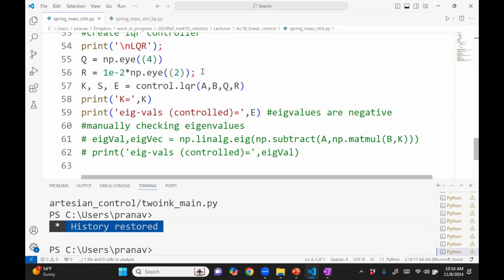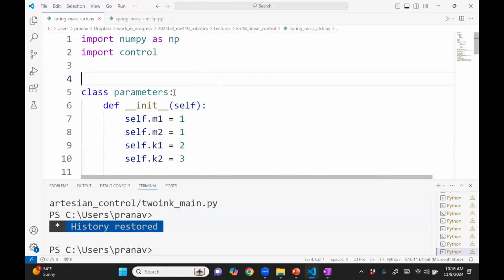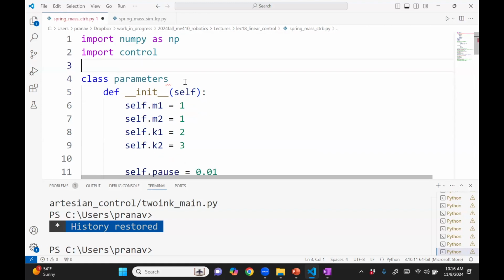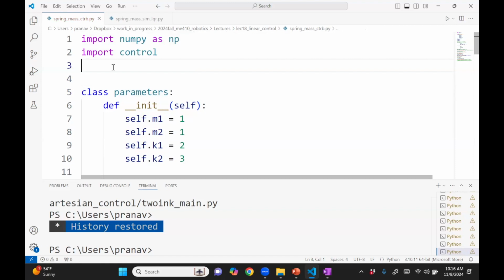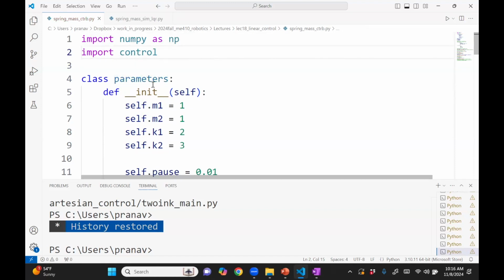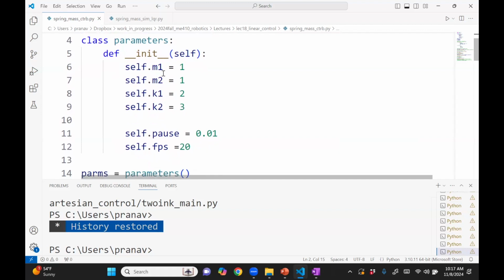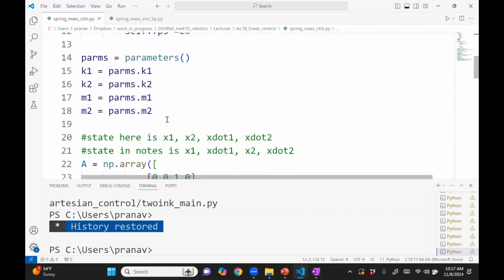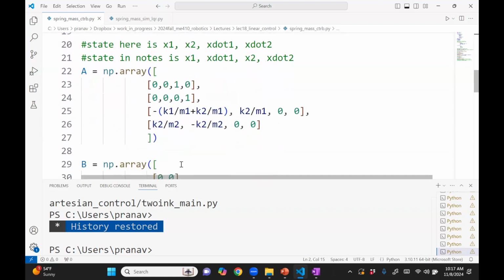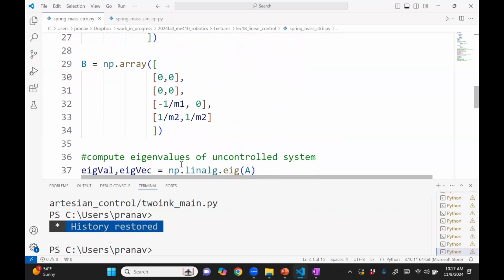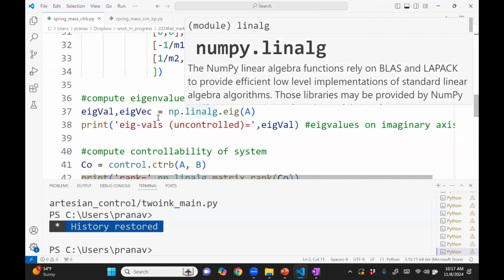Yeah, very short code. Okay, so here's what I did. I took the spring mass damper system, which I wrote down earlier. I'm importing NumPy and control. For the parameters, I just put in some mass and spring constant. I compute A, which is just setting up the A matrix from the notes, and setting up the B matrix, again from the notes. Here I compute the eigenvalues of A.